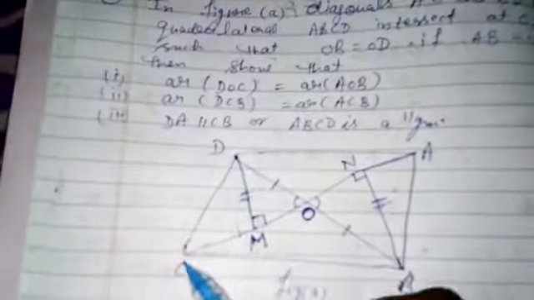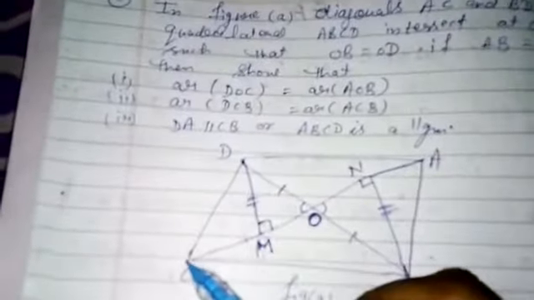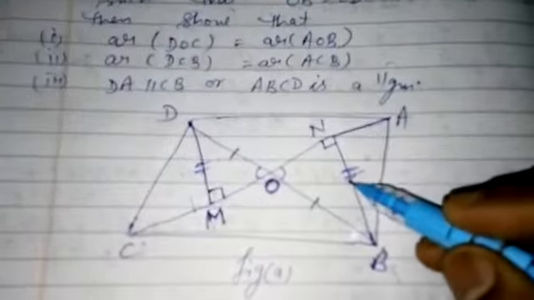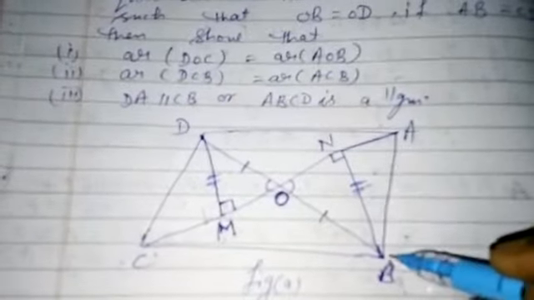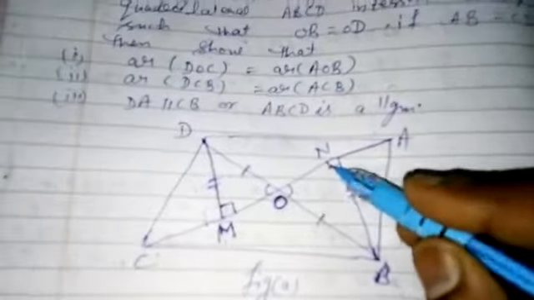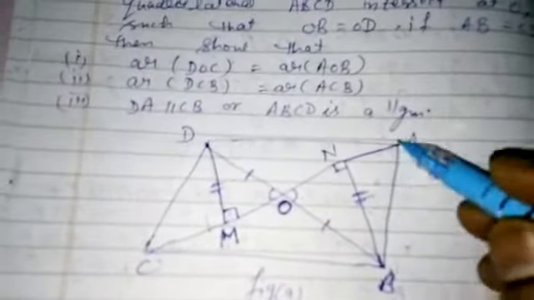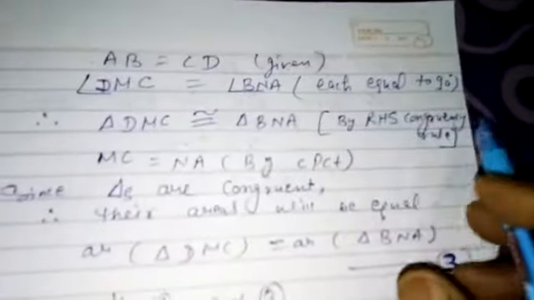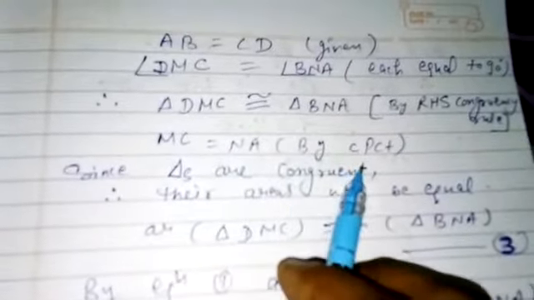If we take this triangle, in this triangle this is a 90 degree angle, this is one side and this is the hypotenuse. Same here in this triangle: this is one side, this is 90 degree, and opposite to 90 degree will be the hypotenuse. So here we will write by right angle hypotenuse side congruency rule. So here we can say MC is equal to NA by CPCT. See, I am showing you MC is equal to NA.